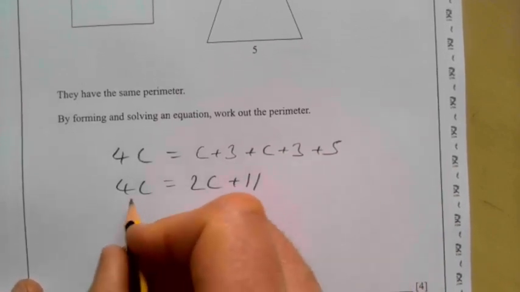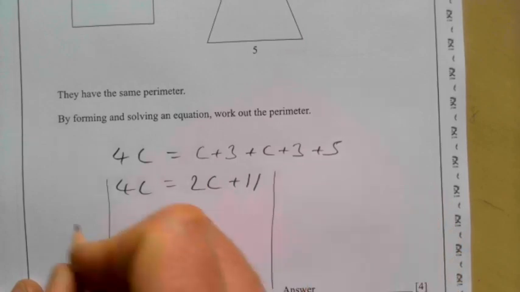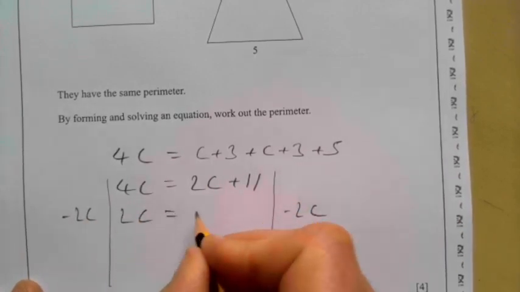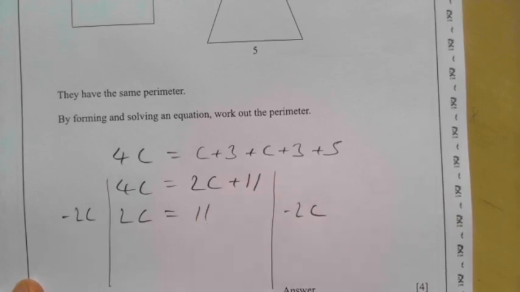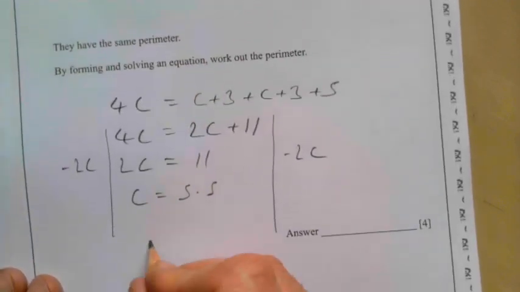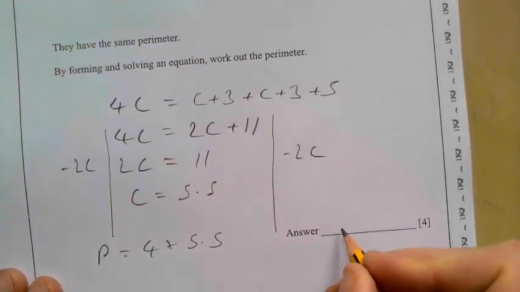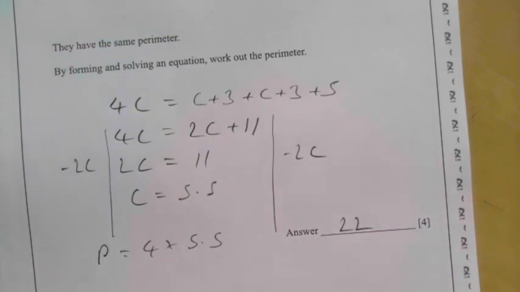Take away 2c from both sides. So it gives me 2c is 11. And then c is 5.5. So if c is 5.5, they want the perimeter, of course. That's the perimeter. It's 4 times 5.5. And so that then gives us 22.